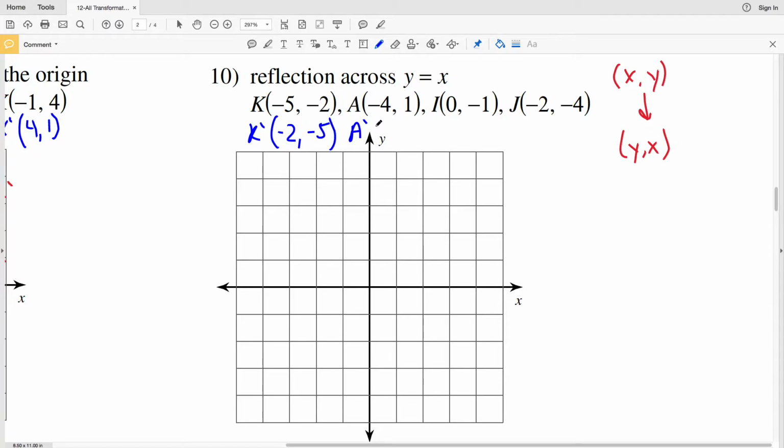A prime, as opposed to negative 4, 1, that was A, will have 1, negative 4. I prime will have negative 1, 0. And then J, flipping x and y, will get negative 4, negative 2. So I'll start by graphing my new reflected figure. K prime, negative 2, negative 5. A prime, positive 1, negative 4. I prime, negative 1, 0. And then J prime, negative 4, negative 2.